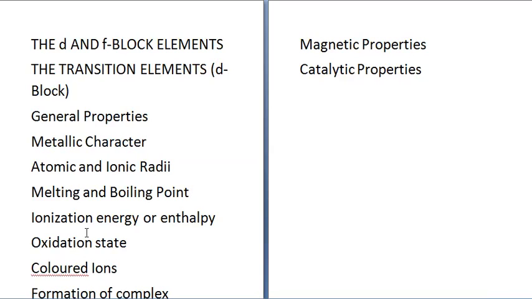Now, next is formation of complexes. Transition elements have a tendency to form coordination compounds due to the small size of the metal ion, high nuclear charge, and availability of vacant d orbitals.